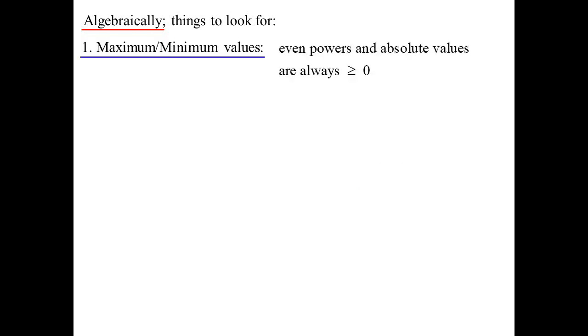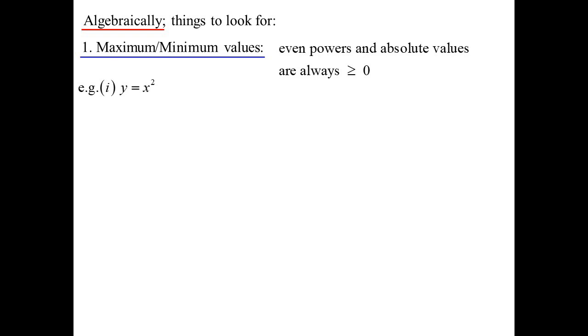Don't recognise the picture? What do we look for here? What are the key things for range? Maximum and minimum values, because now we're talking about how high does the thing go? How far down does it go? We know that even powers, so squares to the power of 4, but also absolute values are always going to be greater than or equal to 0. It could only produce positive numbers.